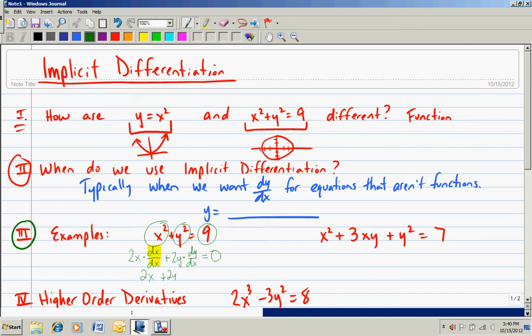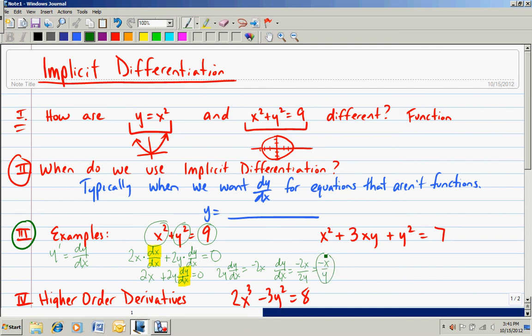So we're left with 2x plus 2y dy/dx equals 0. Now if I want to know the derivative, I want y prime, and another name for y prime is dy/dx. So at this point, I only want you to solve for dy/dx. Getting everything that's not dy/dx on the other side brings us to 2y dy/dx equals negative 2x, and then dividing both sides by 2y gives me the fact that dy/dx equals negative 2x over 2y, and this simplifies to negative x over y.